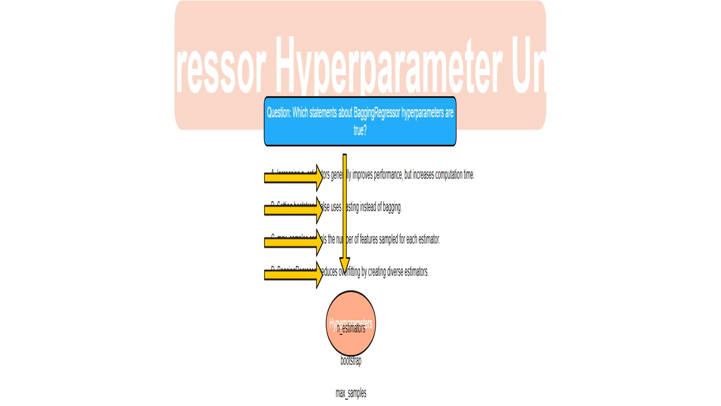I'll explain the hyperparameters of the Sklearn BaggingRegressor. Bagging, or bootstrap aggregating, is a powerful ensemble method that combines multiple models to improve prediction accuracy and reduce overfitting. Understanding its hyperparameters, n_estimators, bootstrap, and max_samples, is key to using it effectively.